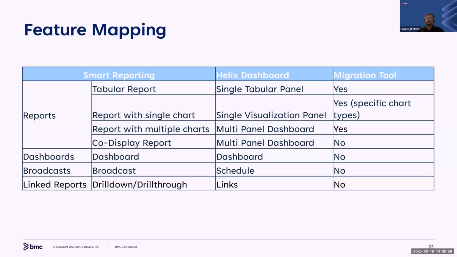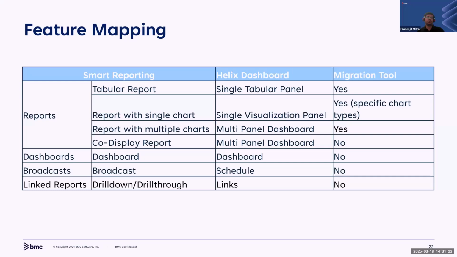So on the screen, you can see we have smart reporting, and smart reporting has different objects. Like you might have a report with just a single visualization. You could have some reports which show data in tabular format. You can have reports with multiple charts. Then there are co-display reports, which are essentially like a big report having multiple child reports embedded in it.